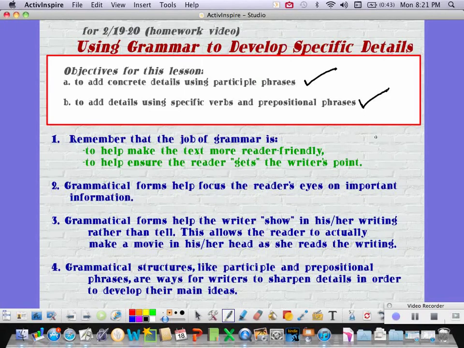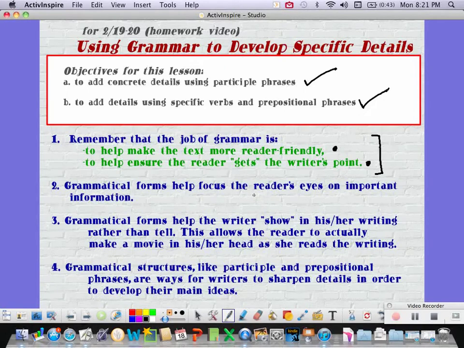We've already talked about this with our editing invitations. Remember that grammar only exists where there is a reader. Grammar is kind of like the rules of the road, so that everyone who reads English agrees that it's going to be written in a certain way. So the job of grammar is to make the text more reader-friendly for the reader and to help the writer make conscious choices that's going to get the point across.